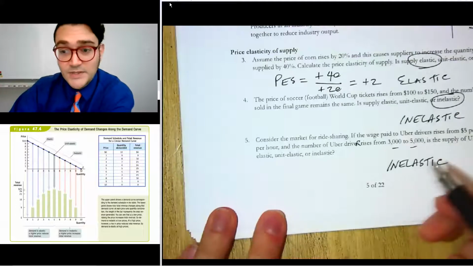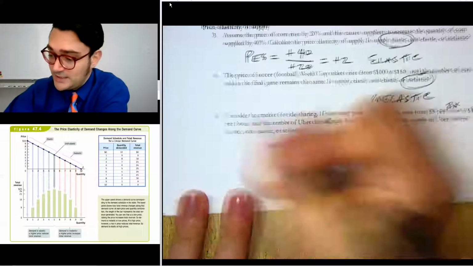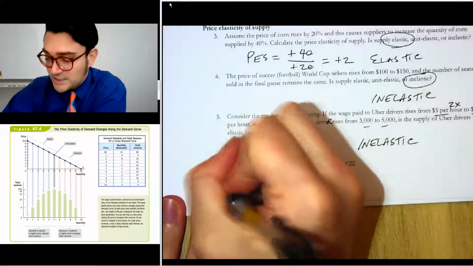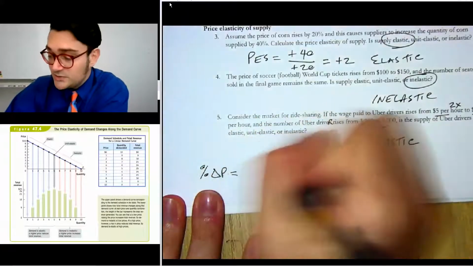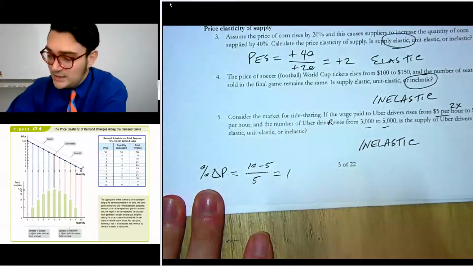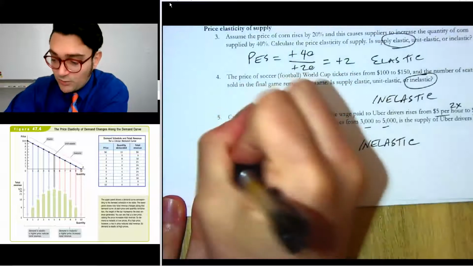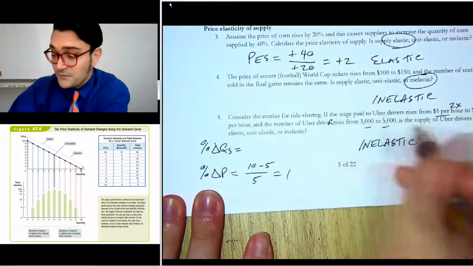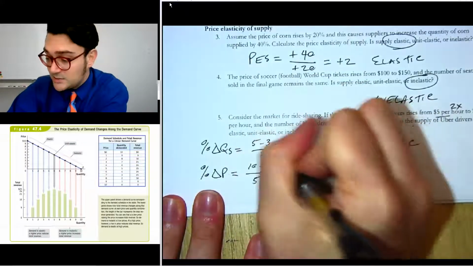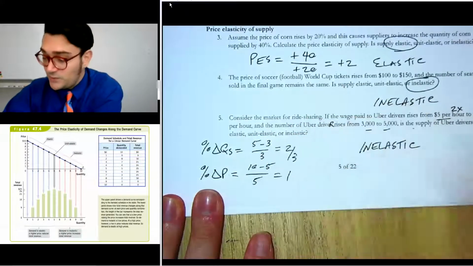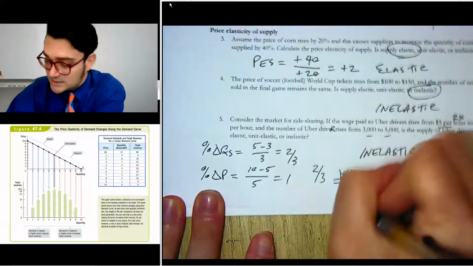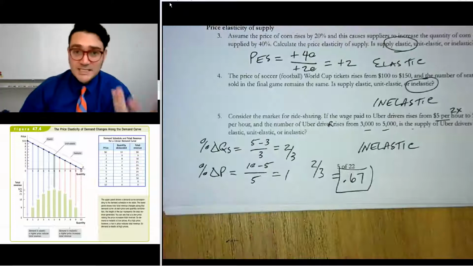So I'm going to go ahead and calculate this one out to show you how this would work. The percent change from 5 to 10, that's the percent change in price. So 10 minus 5 over 5 is equal to 1. And then the percent change in quantity supplied is going to go from 3 to 5. So we'd say 5 minus 3 over 3. And so that's 2/3. And 2/3 over 1 is just 2/3, which is equal to 0.67. So 0.67 is less than 1, so it's inelastic.